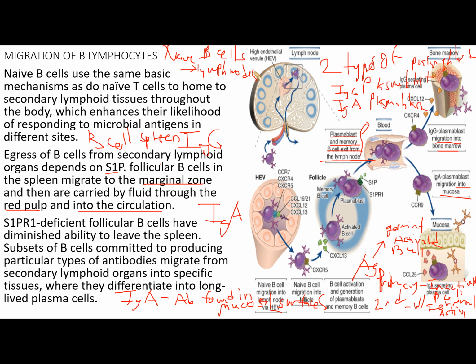Now, meron tayong tinatawag na S1P. Now, S1PR1 deficient follicular B cells have diminished ability to leave the spleen. So, kapag deficient sila sa S1PR1, hindi sila basta-basta nakakaalis sa spleen. And then from the spleen class, they would go to different tissues. In the case of your IgG plasmablast, pupunta ngayon siya sa bone marrow. Si IgA, pupunta siya sa plasma cell. So that's how migration of B cell would occur. So please copy.